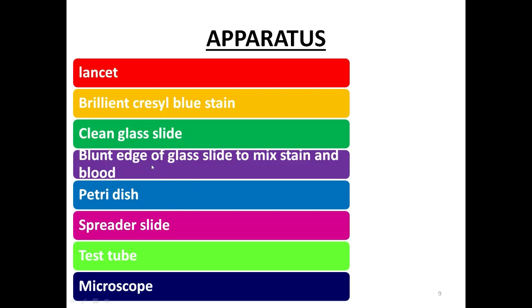So if you have taken a glass slide, and on that you have placed a drop of stain and a drop of blood, then you can use the blunt edge of another glass slide to mix these two. If you have used a test tube, then you can take 2 drops of stain and 2 drops of blood and mix them in the test tube. So there you don't need the glass slide. Okay. So anything you can use, test tube or glass slide. In the video I have shown you the test tube. Then microscope.